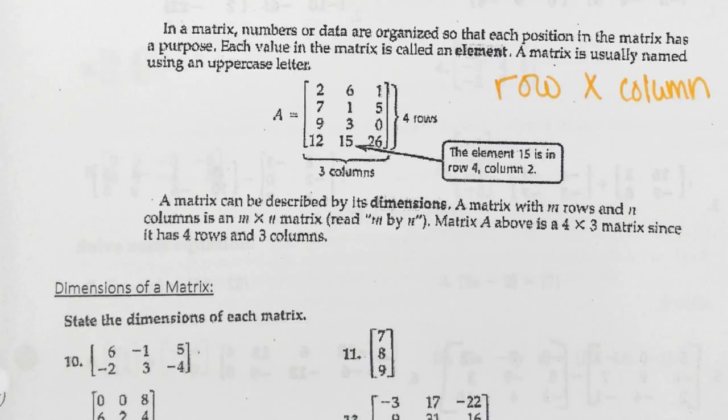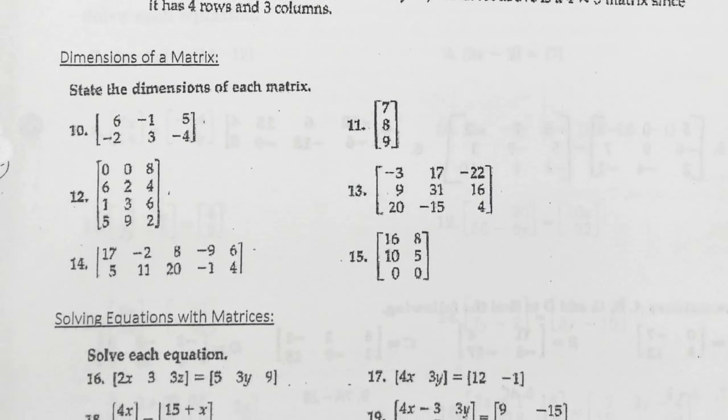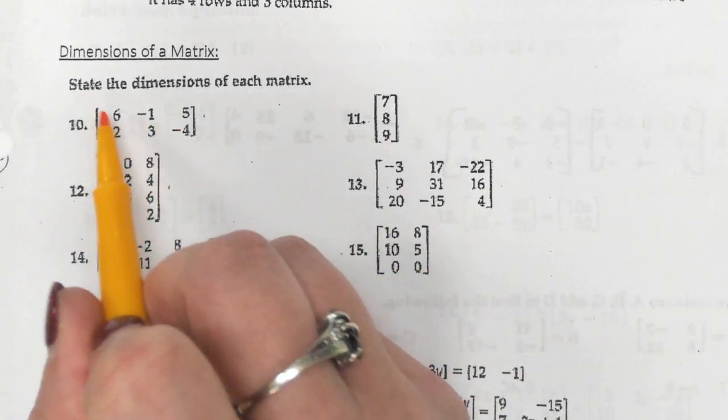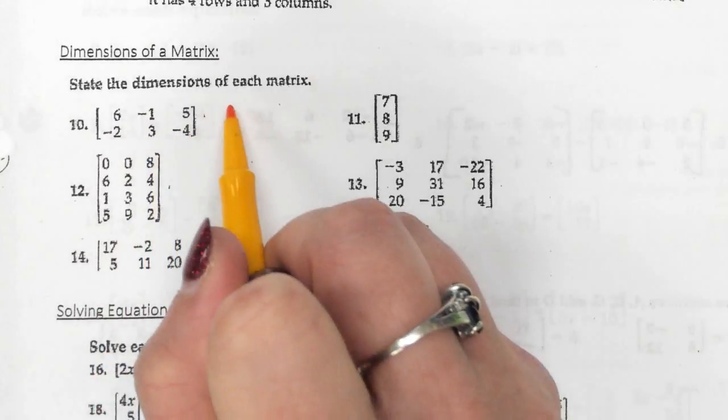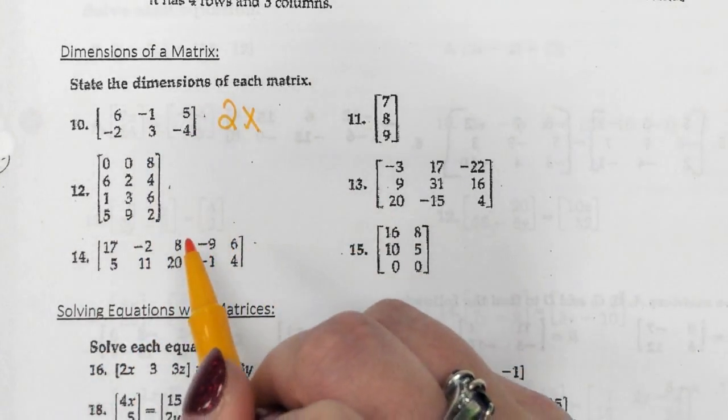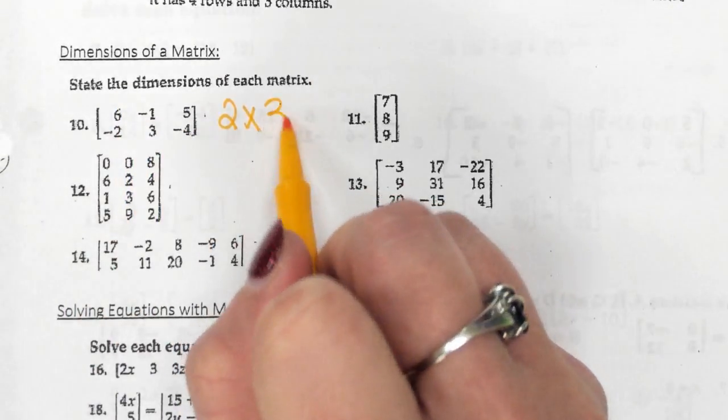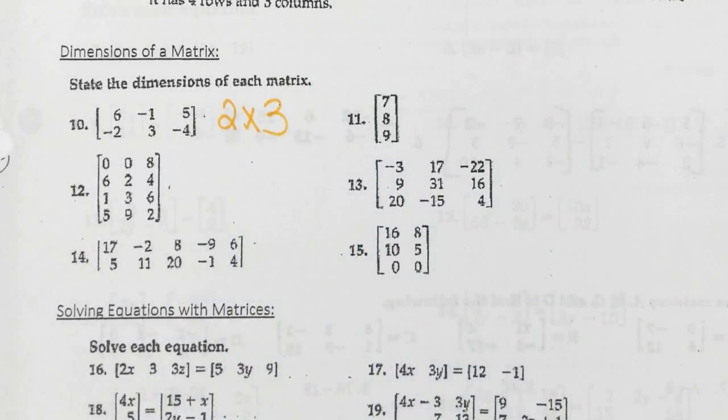Y'all okay so far? So let's find the dimensions on this first one. How many rows do we have? 2 by 3 columns. Very good. I know it's easy, but you have no idea how important it is to know how to do this. Everybody okay so far? Okay.